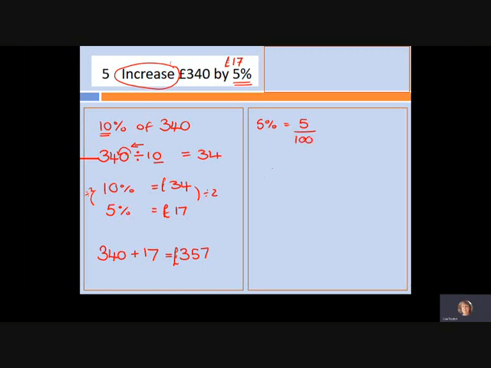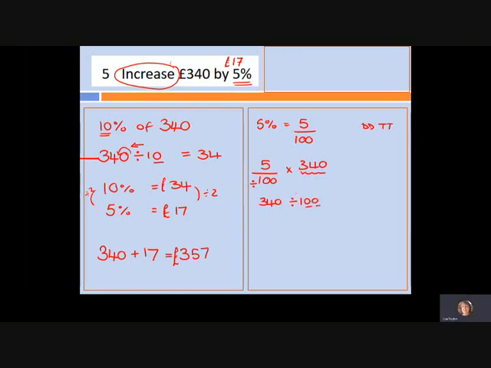So if we're working out 5% of 340, we will be working out 5 hundredths times 340. Okay. So that means, those of you that remember your fraction knowledge, is you start with this number here, 340, and you divide down, DD, divide down times the top, divide down times the top. So 340 divided by 100.